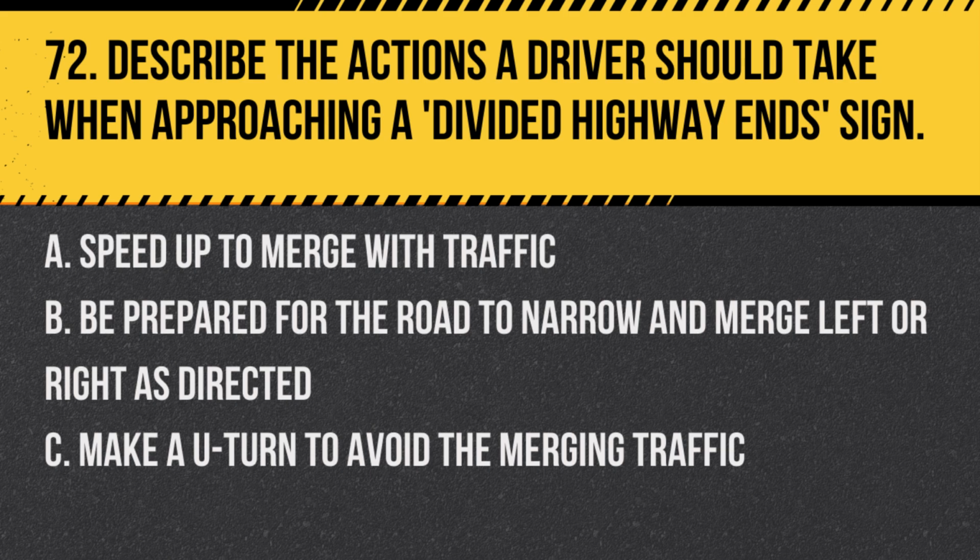Question 72. Describe the actions a driver should take when approaching a divided highway end sign. A. Speed up to merge with traffic. B. Be prepared for the road to narrow and merge left or right as directed. C. Make a U-turn to avoid the merging traffic. Answer. B. Be prepared for the road to narrow and merge left or right as directed. This sign indicates that the divided road is ending, and drivers should be ready to adjust their lane position accordingly.